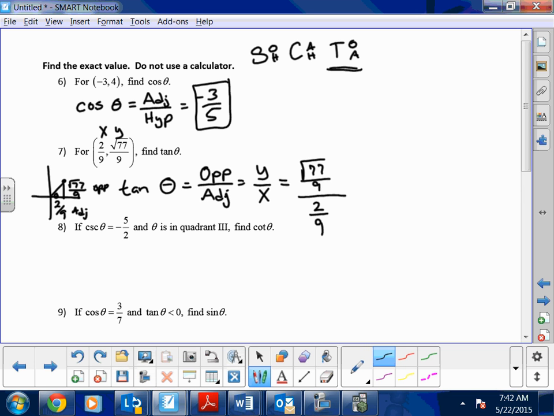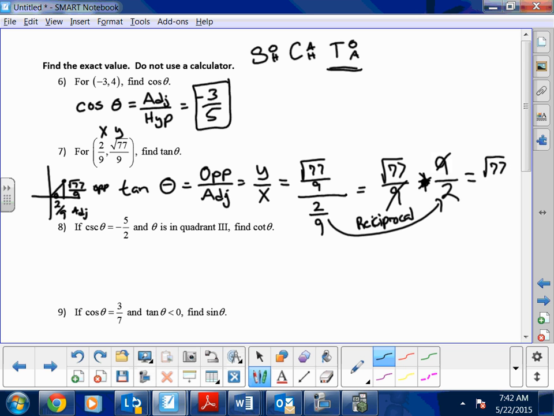Now, this is something important when you deal with this. When you divide these, you've got to multiply by the reciprocal of the denominator. Simply speaking, multiply by 9 over 2. Reciprocal. Okay, see that? Reciprocal. Important to know. And then also, this becomes a multiply. I'll draw the little lines. What happens? 9's cancel out. They divide out. You're left with the square root of 77 over 2, and this is your exact answer for this one.